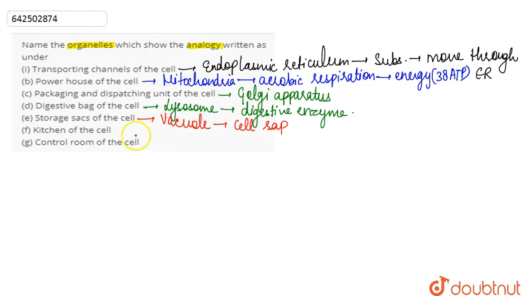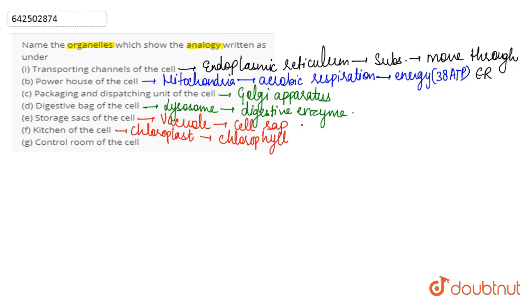Then the kitchen of the cell is basically the chloroplast. In a kitchen we prepare food. So in plants the food is prepared in the chloroplast because the chloroplast contains chlorophyll, the pigment which is responsible for trapping sunlight and carrying out photosynthesis. So the kitchen of the cell is known as the chloroplast.